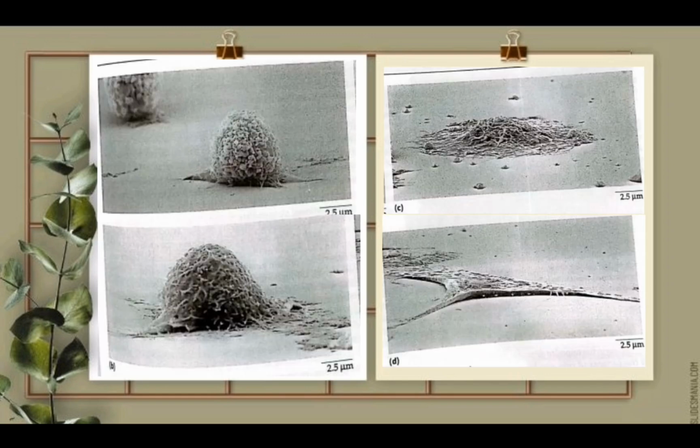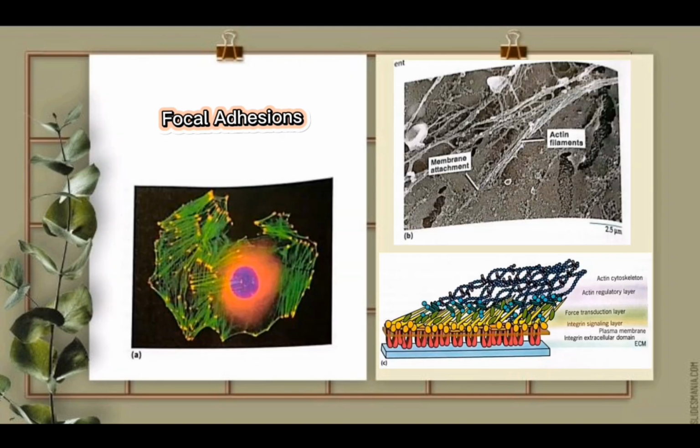So now we are here in the steps in the process of cell spreading. Scanning electron micrographs showing the morphology of mouse fibroblasts at successive times during attachment and spreading on glass coverslips. Cells were fixed after A 30 minutes, B 60 minutes, C 2 hours, and D 24 hours of attachment. So now we're here at the focal adhesion.